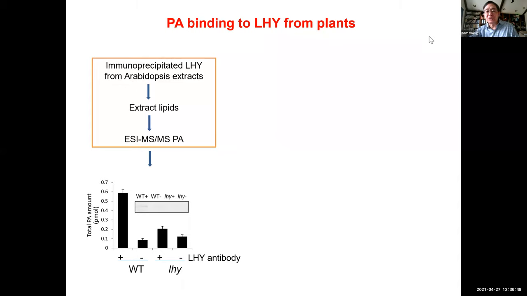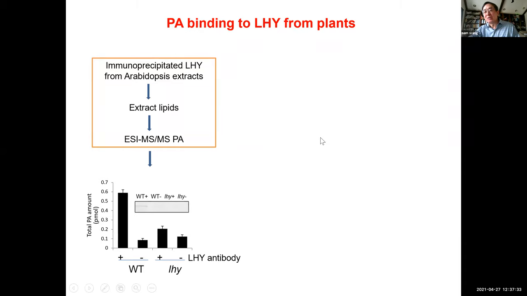And then we wanted to go a step further. Can we actually show this function, isolating this interaction from plants? One approach we took was to immunoprecipitate LHY at the right time, when it is highly expressed, from Arabidopsis. Then we analyzed what lipid is associated with it. Here you can see more PA is co-isolated with LHY. Here it shows the total PA content, with antibody and without antibody, and then you have the LHY mutant, which does not make LHY. So this is one approach we took.